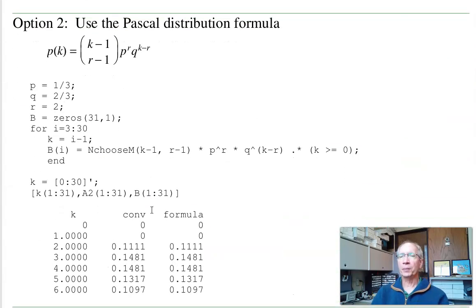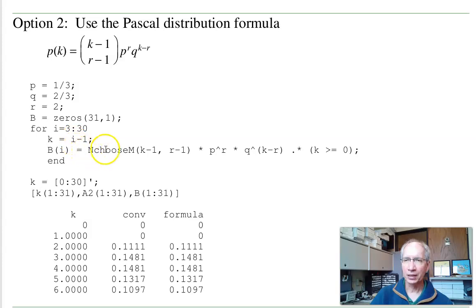A second way to get the PDF is to use the formula. So I want to know the probability of having to roll the dice k times to get 2 successes, with the probability of success being 1/3. So here's P, Q, R. I'm going to go from 3 to 30. It's going to take at least, well, 3 means 2. 1 means 0 rolls, 2 means 1 roll, 3 means 2 rolls. It's going to take at least 2 rolls.